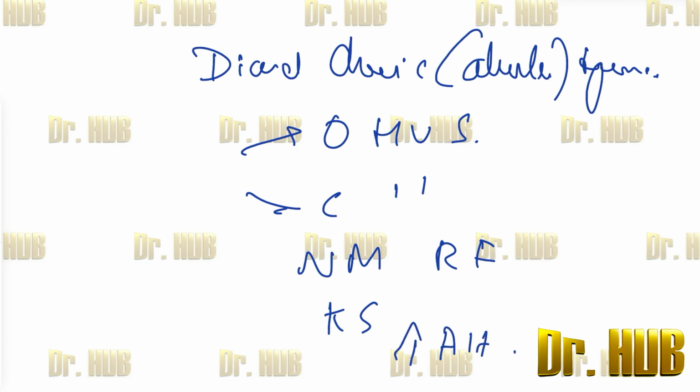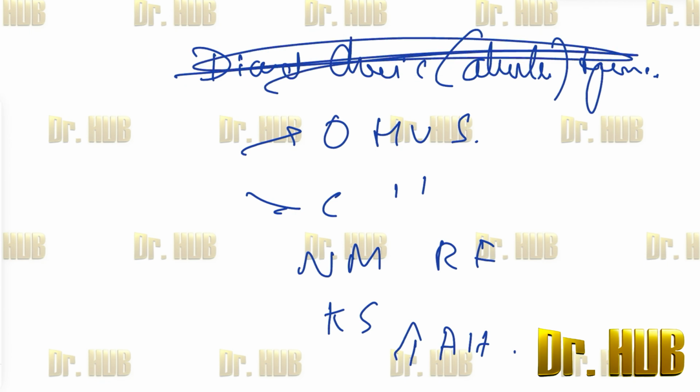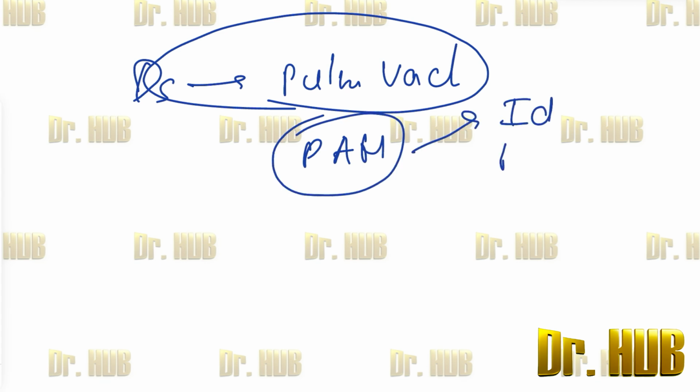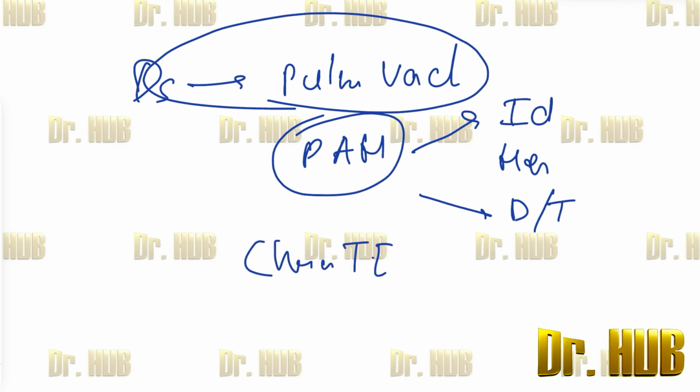Next is the disease of the pulmonary vasculature. This includes PAH, pulmonary arterial hypertension, which can be idiopathic, hereditary, or drug or toxin induced, and veno-occlusive disease. Next is chronic thromboembolic pulmonary hypertension, or pulmonary tumor thrombotic microangiopathy.